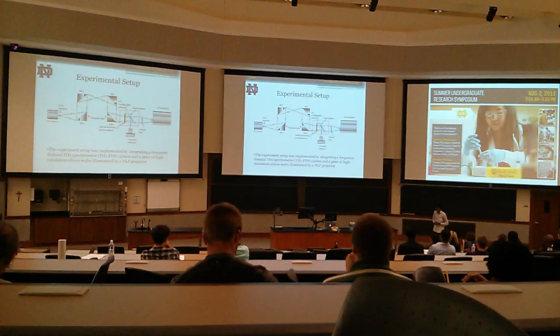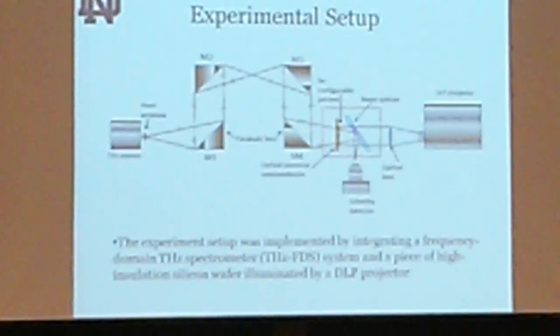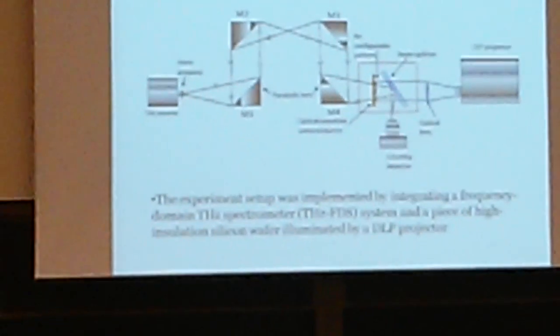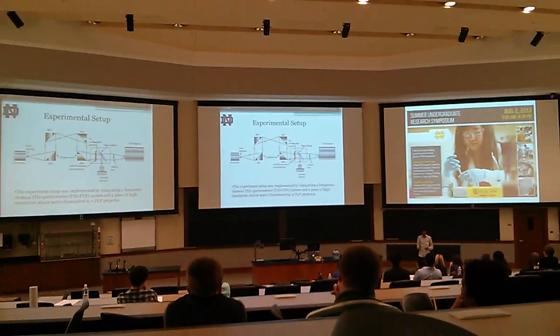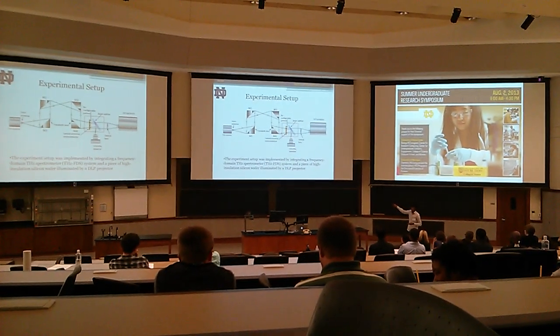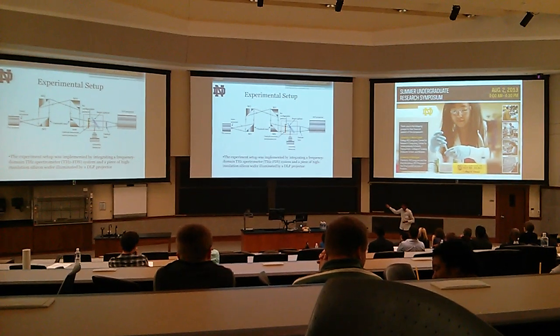So this is a new experimental setup which we implemented by using a single Schottky detector. Like I previously explained, for 4x4 pixels, that means 16 detectors, which is way too expensive. But in this setup, we'll be using a single Schottky detector and a commercially available DLP projector.